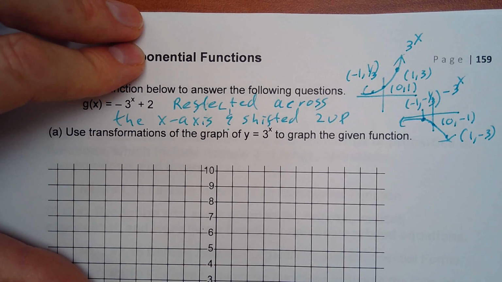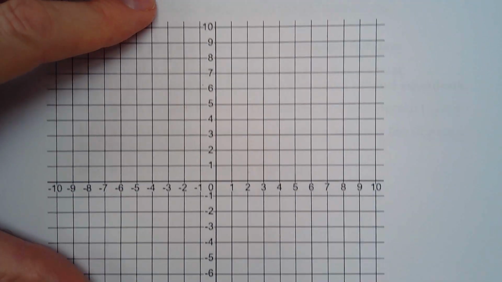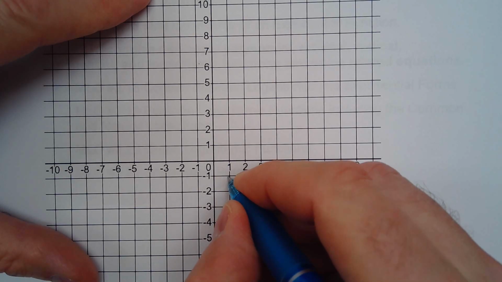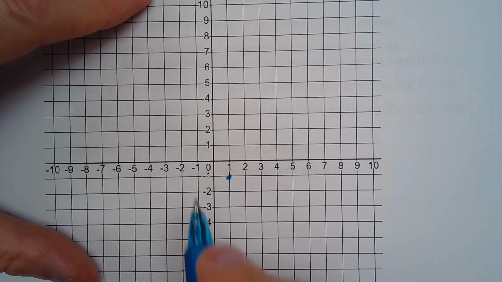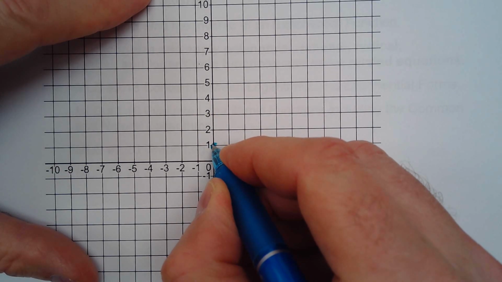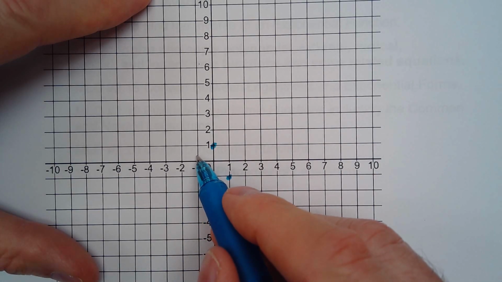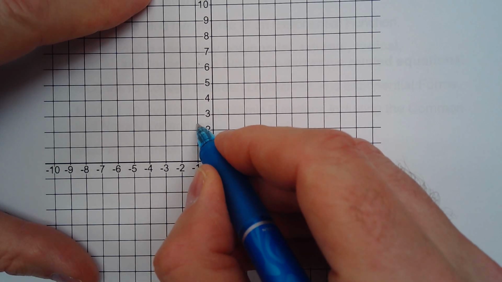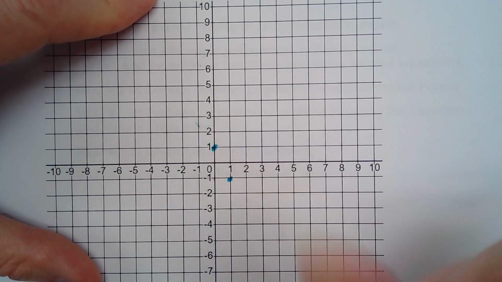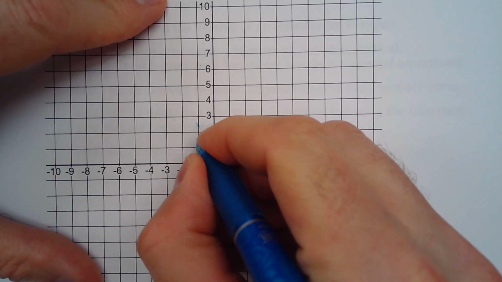And now I want to shift all these points up 2. So that 1, negative 3, I'm going to shift up 2 to here. 0, negative 1, I'm going to shift up 2 units here. Negative 1, negative 1/3 shifts up 2 units. It becomes, sorry, my bad, 1 2/3, so about here.